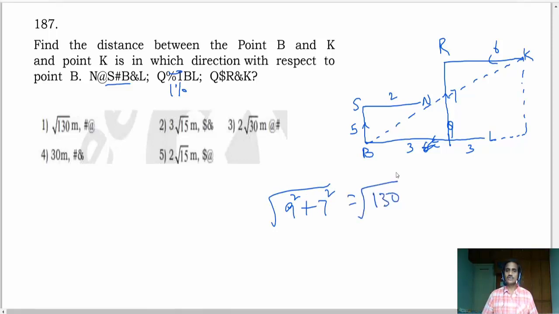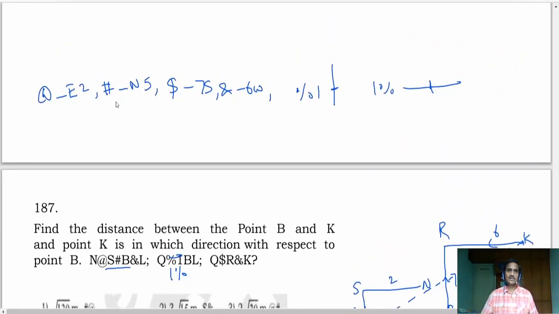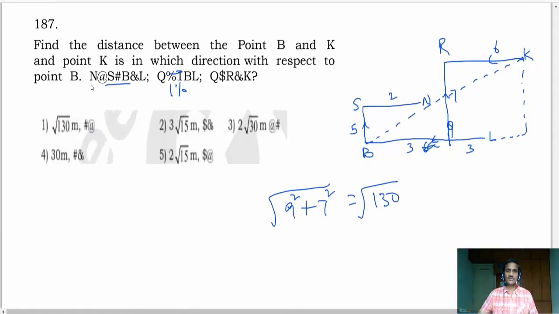Now root over 130. Then, K is in which direction with respect to B? Looking from B, it is north and east. North-east means which two should come? North and east. Hash and at the rate of 1. Hash at the rate of 1. Choice 3 is the answer. Clear?